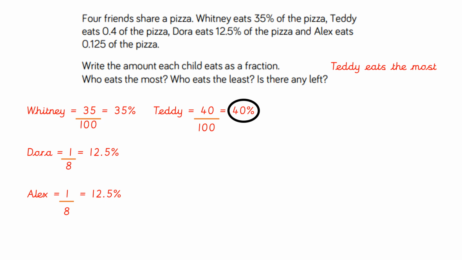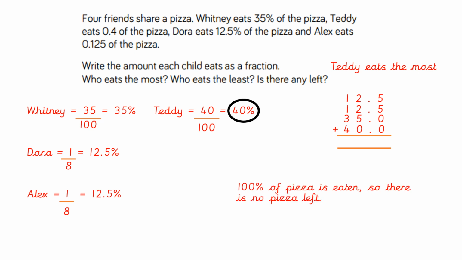And then it says, is there any left? So now, because we've got percentages, we can easily see if there's any left, because the 100% is the whole pizza. So if we add up how much each of them have eaten, 12.5 add 12.5 add 35 add 40, that actually gives us 100. So 100% of the pizza is eaten. Therefore, there is no pizza left. Okay?